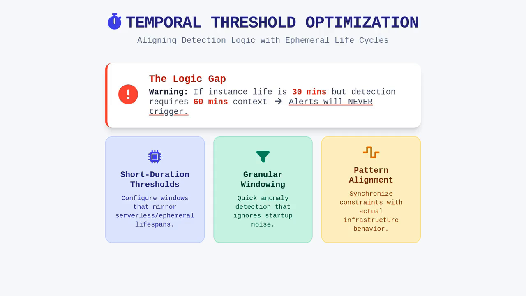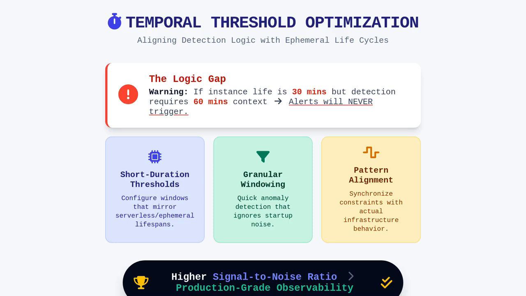By aligning the alert's temporal constraints with the actual behavioral patterns of your infrastructure, you achieve a higher signal-to-noise ratio. Mastery of these timing parameters is what separates amateur configurations from production-grade observability deployments that effectively manage transient compute resources.